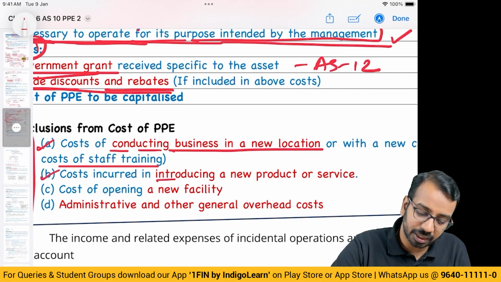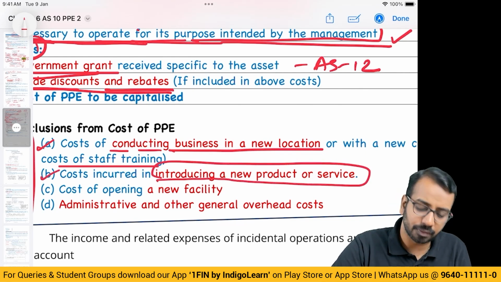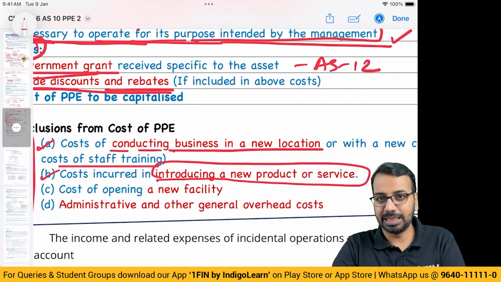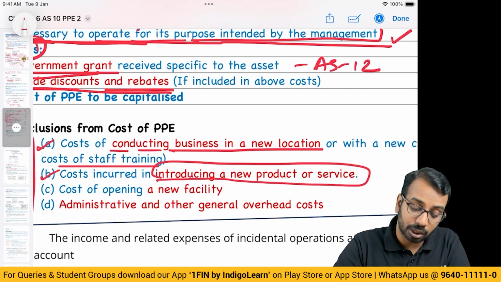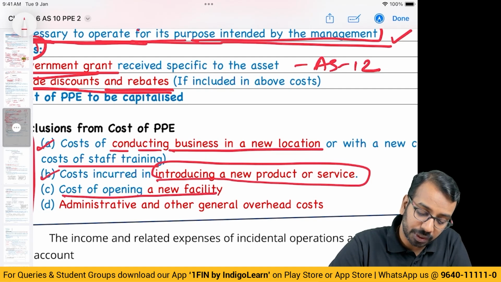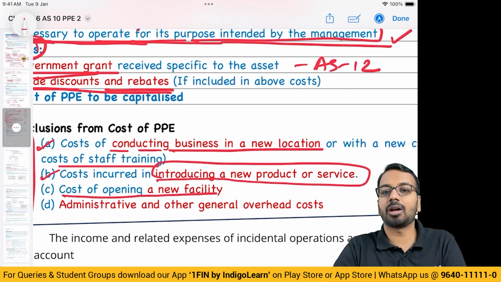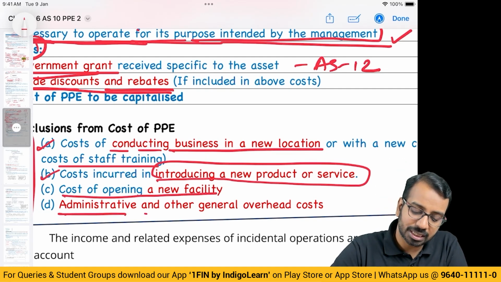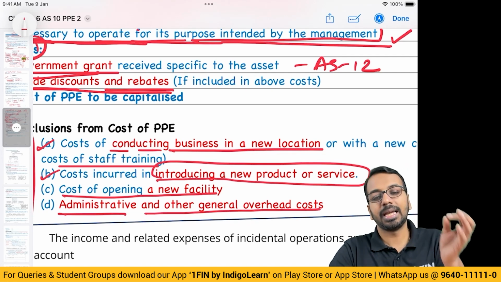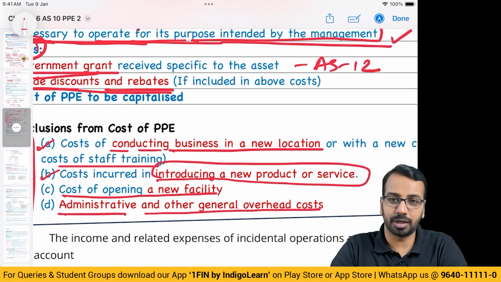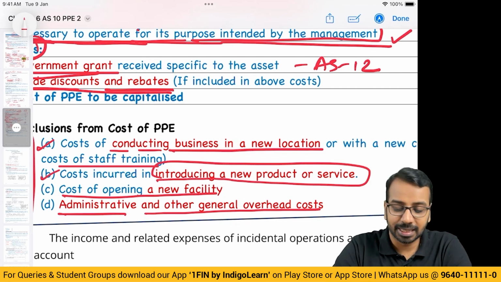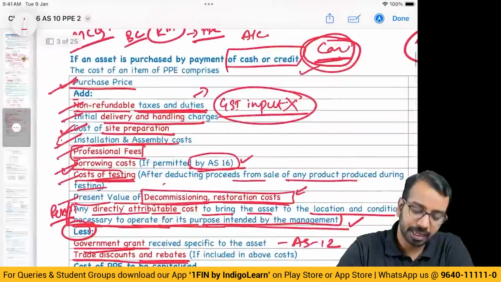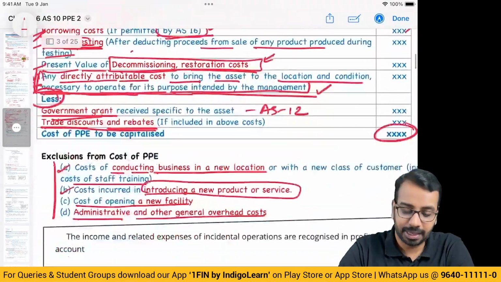Second, cost incurred in introducing a new product or service. We do a lot of this, launch activities. You would have also seen launch activities, promotional activities. Those are also not included. Cost of opening a new facility, any inaugural expenses, not considered. Administrative and other general overhead cost. Any administrative or other general overhead cost which is not related to construction of PPE, which is not related to the acquiring of PPE, that will not be considered. Okay, this thing you should keep in mind and you should remember.